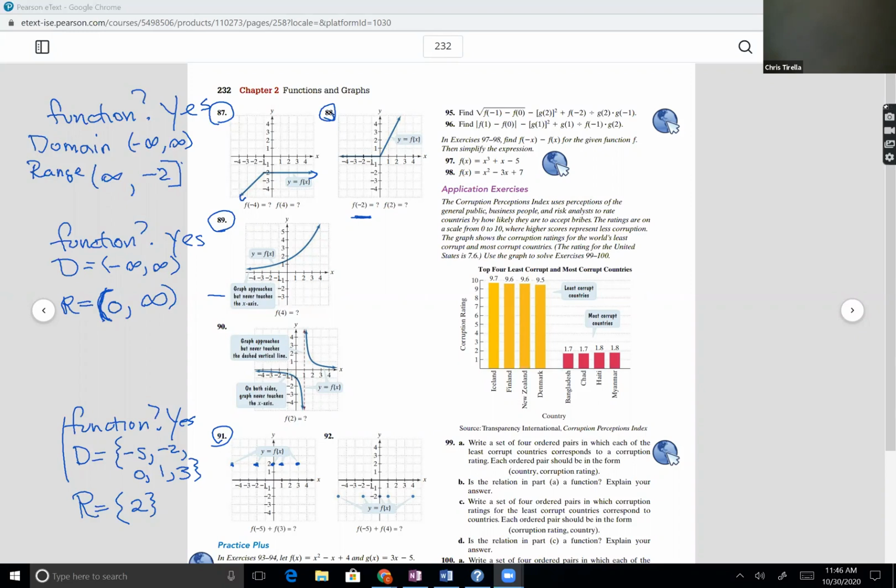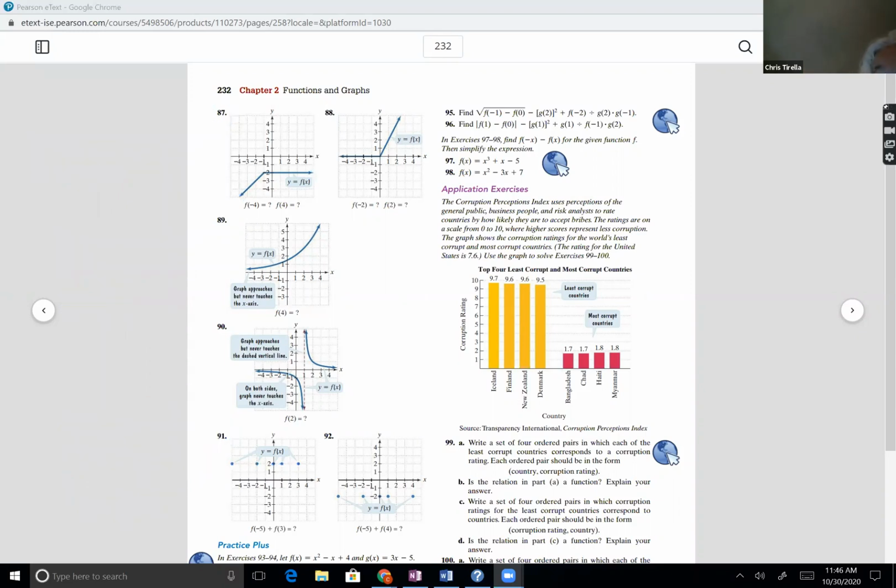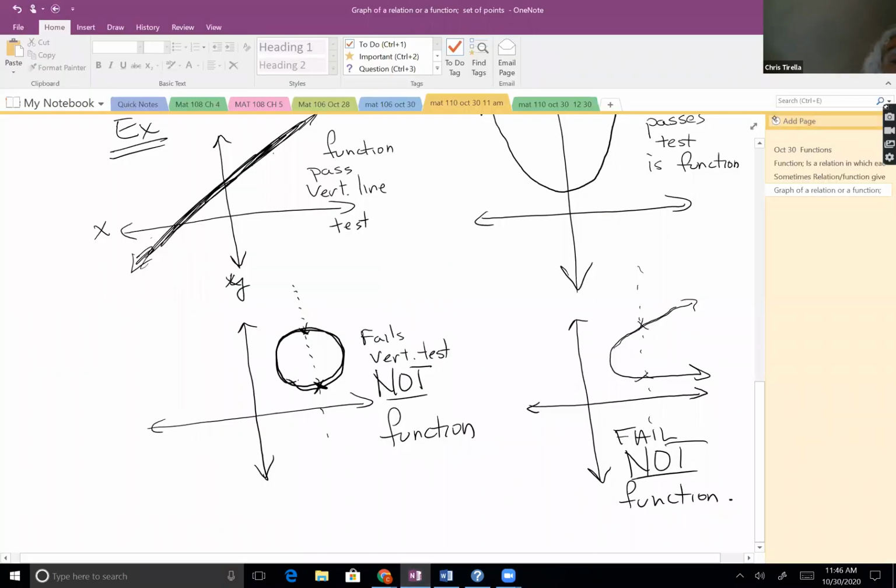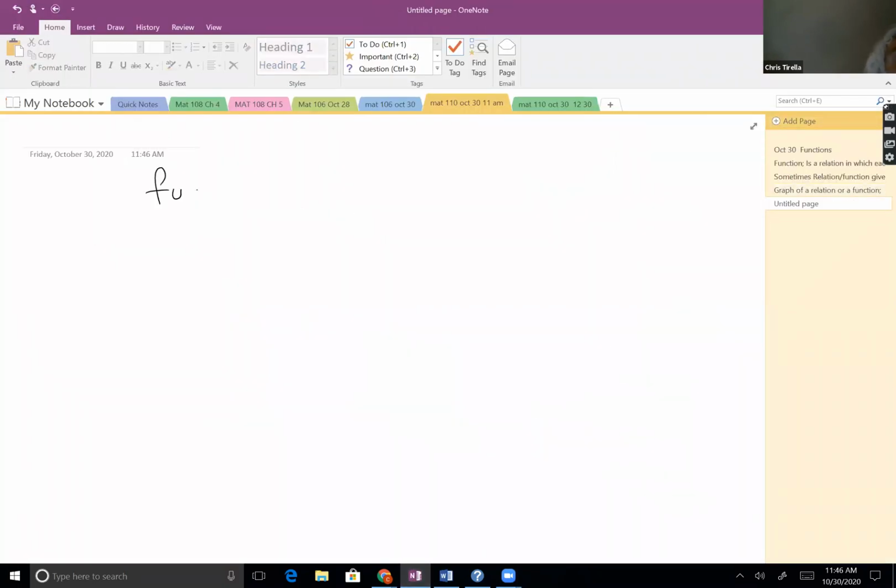There are some in the homework that ask you to do that. If so, I'm going to clear this, but I am going to leave this page open because I want to come back. And I want to look at next what we call function notation. When I look at function notation, sometimes we name a function.